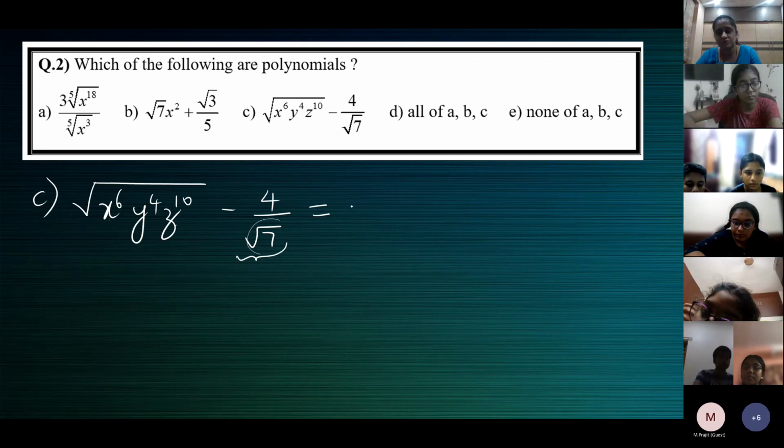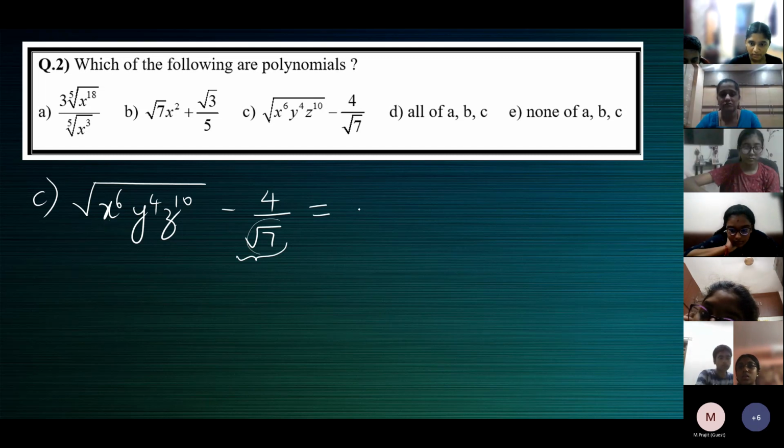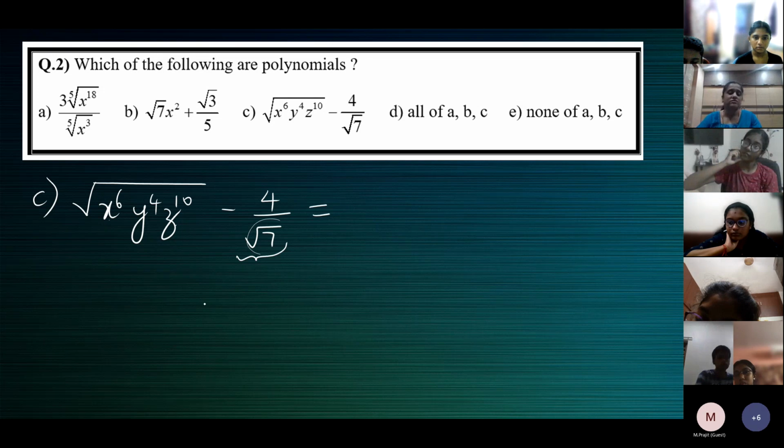Yes, ma'am? Sindhu? Yes, children, quickly. Ma'am, can I try? X to the power 6 into 1 by 2, and y to the power 4 into 1 by 2, and z to the power 10 into 1 by 2, ma'am. Correct.